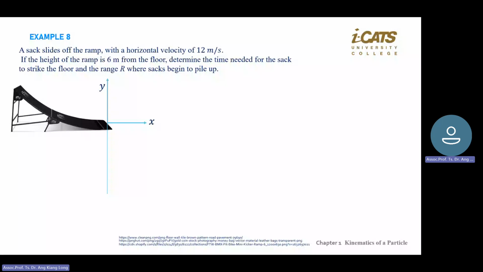Okay, let's look at this example with the application of the projectile equation. You have a sack sliding off the ramp with a horizontal velocity of 12 meters per second. If the height of the ramp is 6 meters from the floor, determine the time needed for the sack to strike the floor and the range R where the sack hits the floor. So in this question, you need to determine the distance and the time where it reaches the ground.